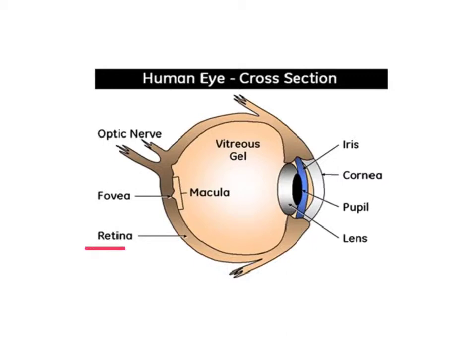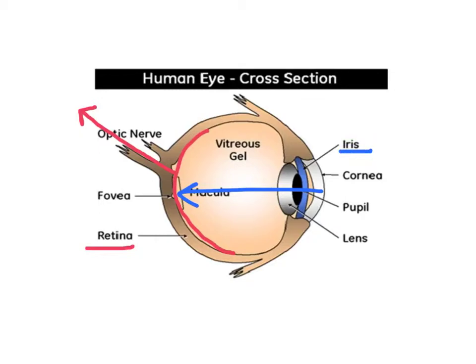Let's start with the retina. The retina is a layer of light-sensitive cells along the back of the eyeball. As light enters the eye and hits the back of it, these cells detect the image and send signals down the optic nerve to the brain. It's the brain that interprets these signals as an image, and that's what you see.